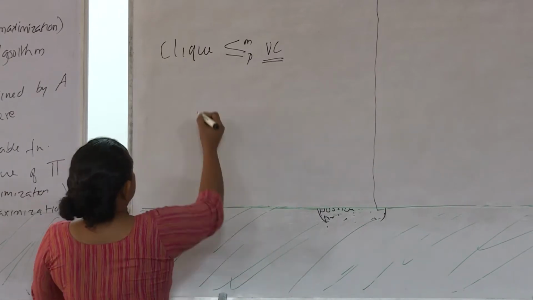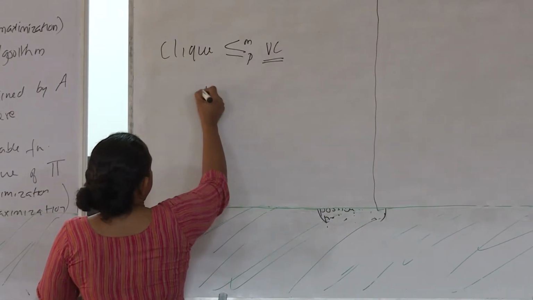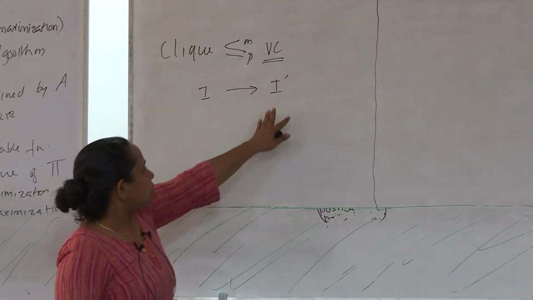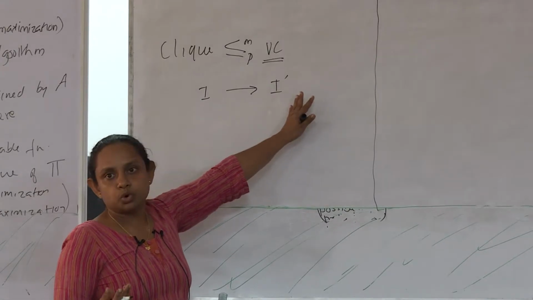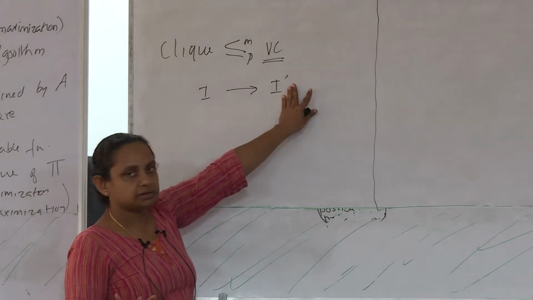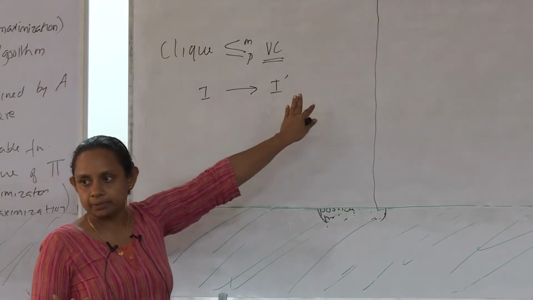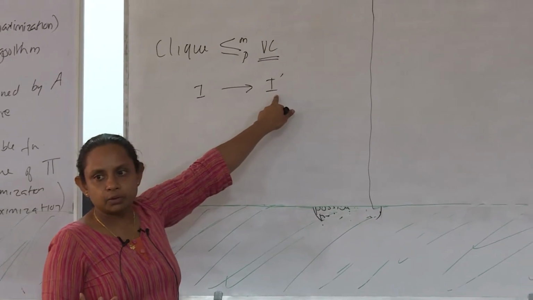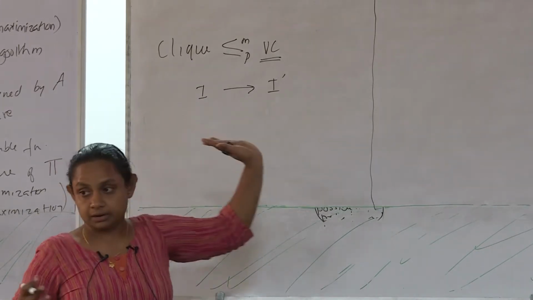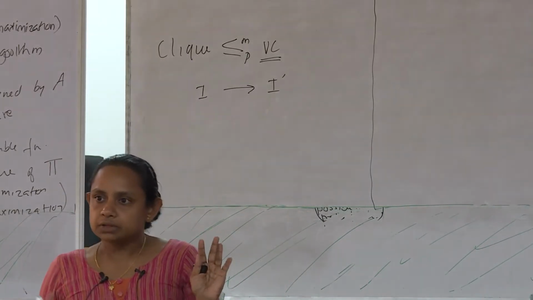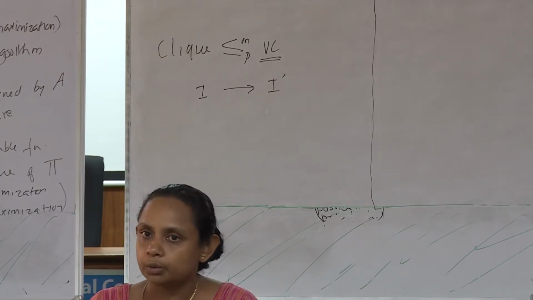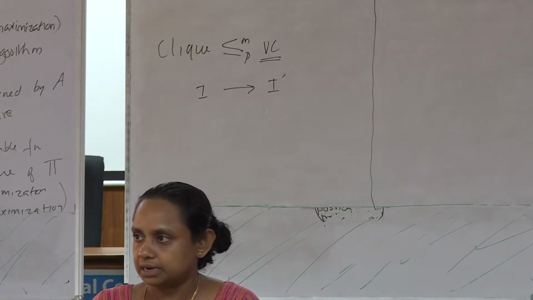Whatever instance you took, say I of clique, you converted it into an instance I dash of vertex cover. Suppose there exists an algorithm that finds the answer for this in polynomial time. Then the answer for I dash, you can as well say, will be the answer for I also, for the clique question. So this gives you a solution if at all vertex cover was in polynomial time. That is the relation between these two problems.